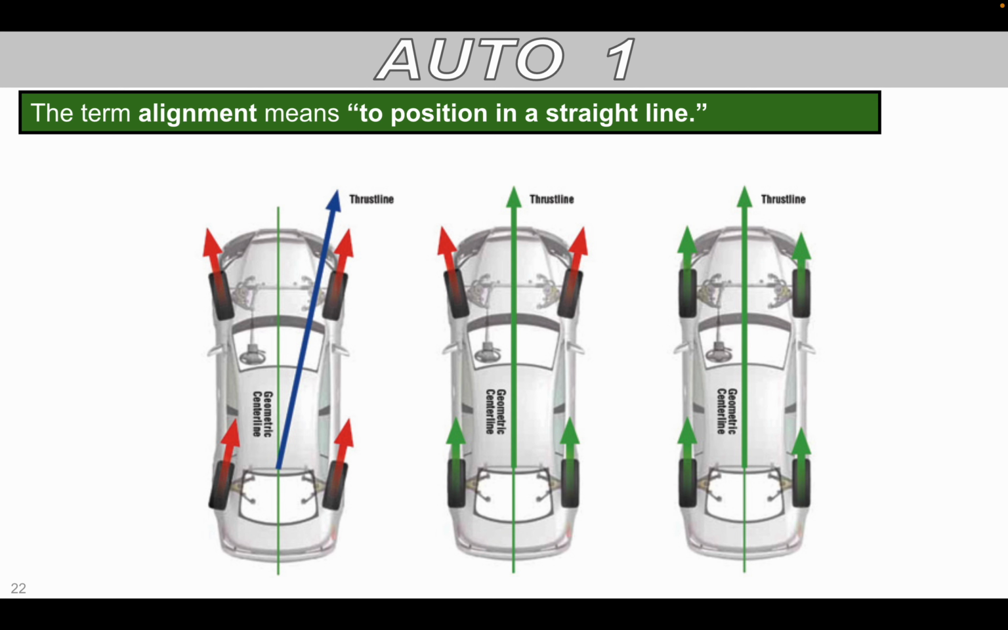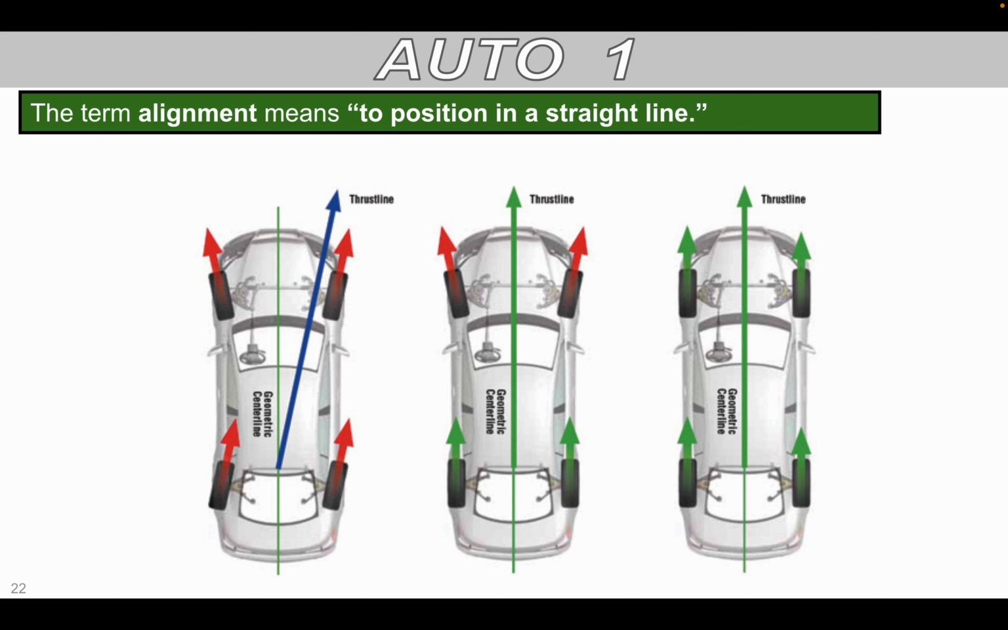The term alignment, what does that mean? Well, very simply, it means to position in a straight line. Okay? If I was you, I would write this down. Alignment equals to position in a straight line. Very simple definition. But it has very, very large implications when it comes to our automobiles.